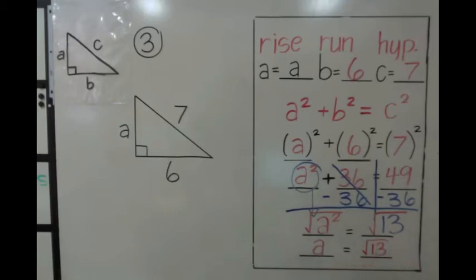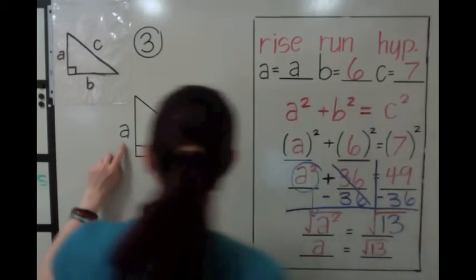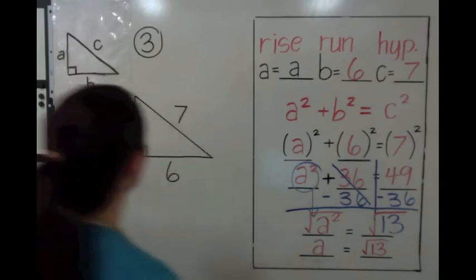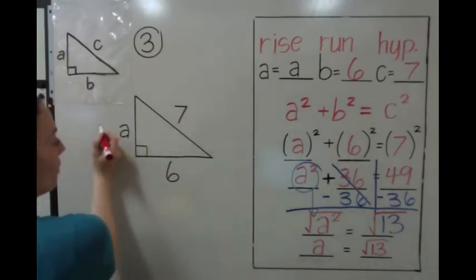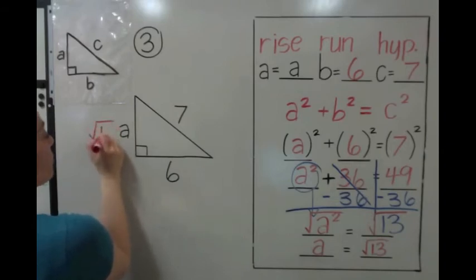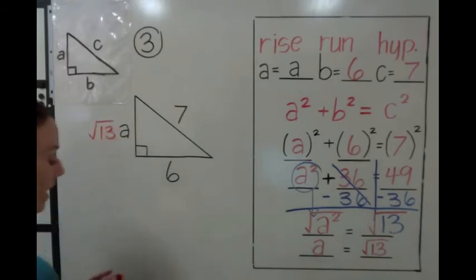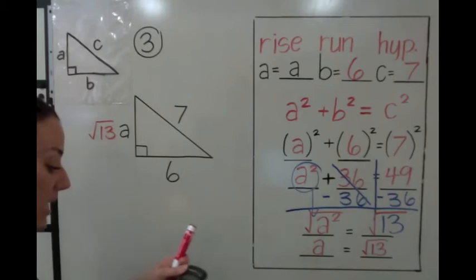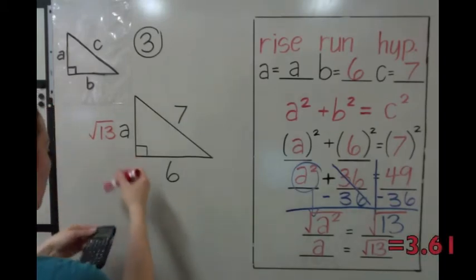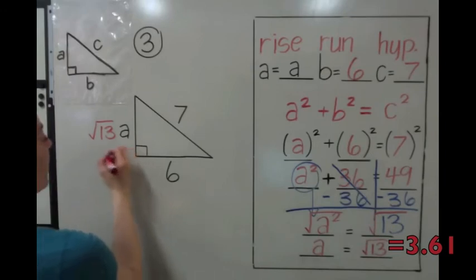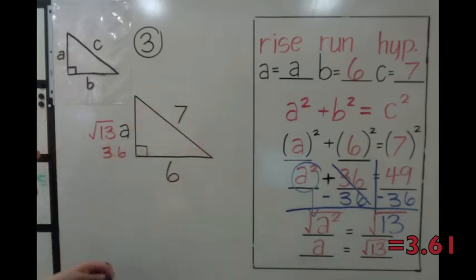And you can go ahead and stop there. So if you were to put the answer, we would write it right next to a, right? Square root of 13. All right? Now if you want to know what square root of 13 is, you put 13 square root. This is 3.6, all right? And that makes sense because 7 should be the longest side, all right?